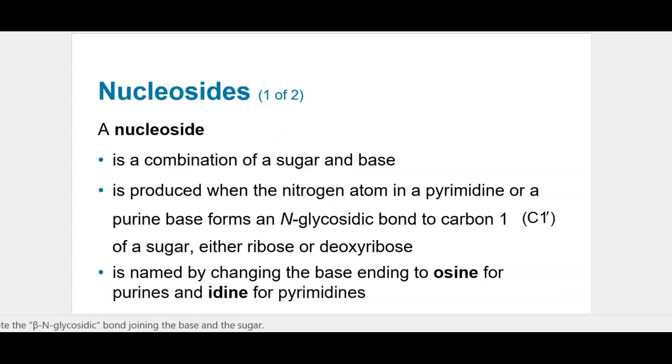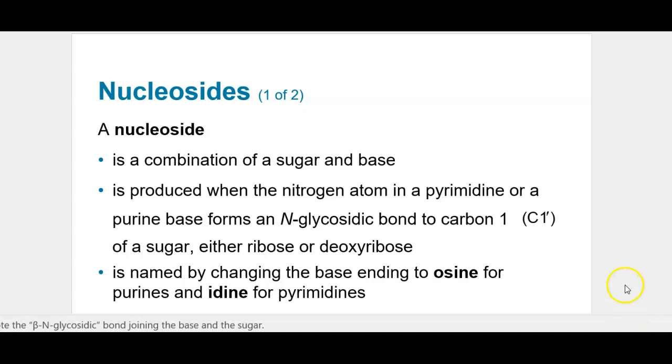So we have the first order of structure. I talked about nucleotides, but there is a lower order of structure above the individual components, the sugar and the base, which is the nucleoside, a combination of a sugar and a base. It is produced when the nitrogen atom in a pyrimidine or a purine base forms an N-glycosidic bond to carbon 1, C1', of a sugar, either deoxyribose or ribose.